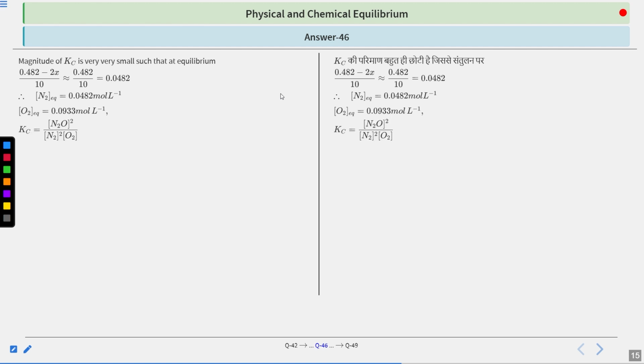Hence, Kc is N2O concentration raised to the power square by N2 concentration raised to the power square multiplied by O2 concentration. If you put all those values, you will get 2 into 10 to the power minus 37. For N2O concentration, it will be 4x square by 100, or 2x by 10. Then for N2 concentration, it is 0.0482 whole square. For O2, that is oxygen concentration, it is 0.0933. Now, if we solve for x, it will give us 3.29 into 10 to the power minus 20.